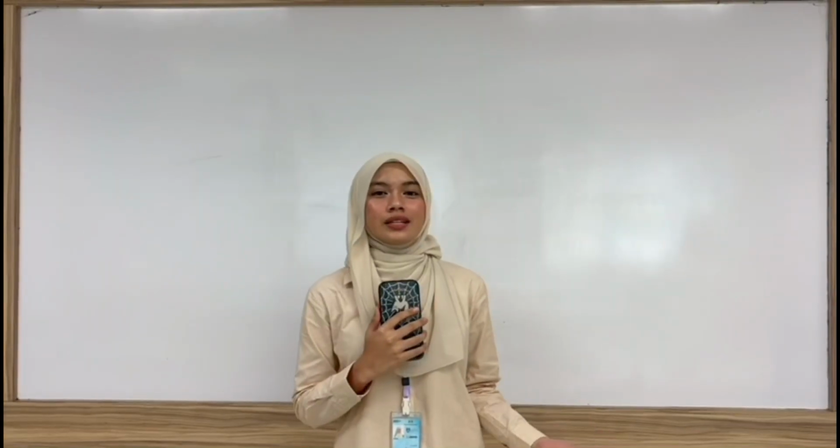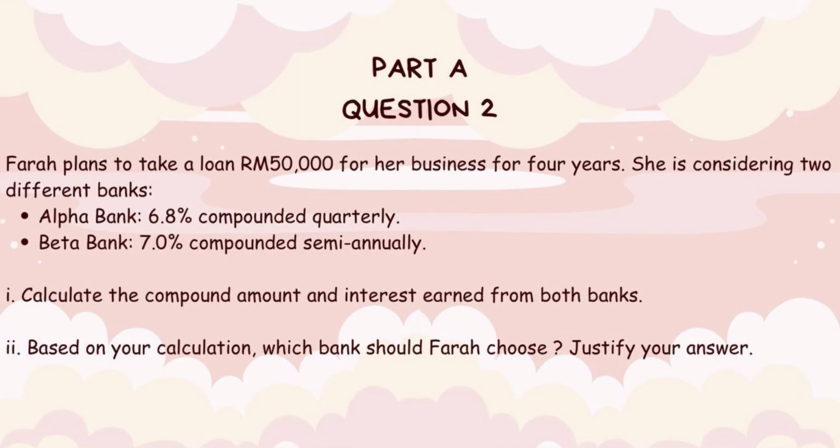So now, let's move on to question 2. Farah plans to take a loan of 50,000 ringgit for her business for 4 years. She is considering 2 different banks. Alpha Bank 6.8% compounded quarterly, Beta Bank 7.0% compounded semi-annually. First, calculate the compound amount and interest earned from both banks. Secondly, based on your calculation, which bank should Farah choose? Justify your answer.